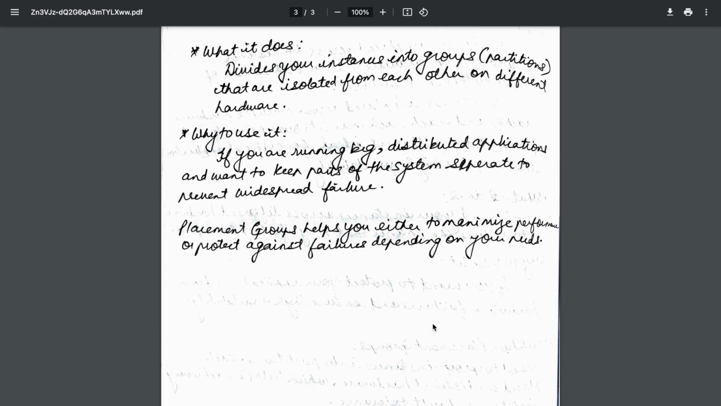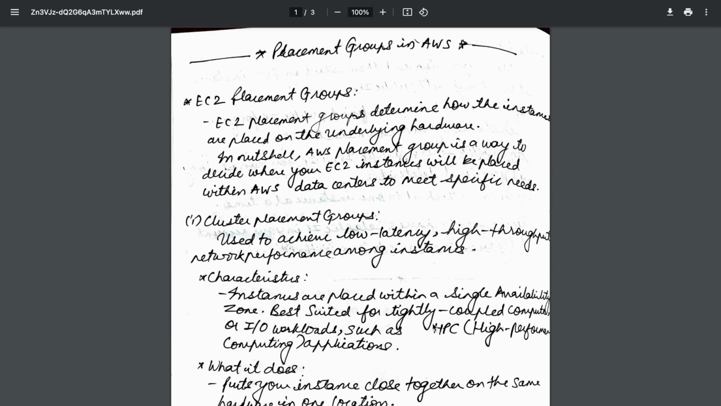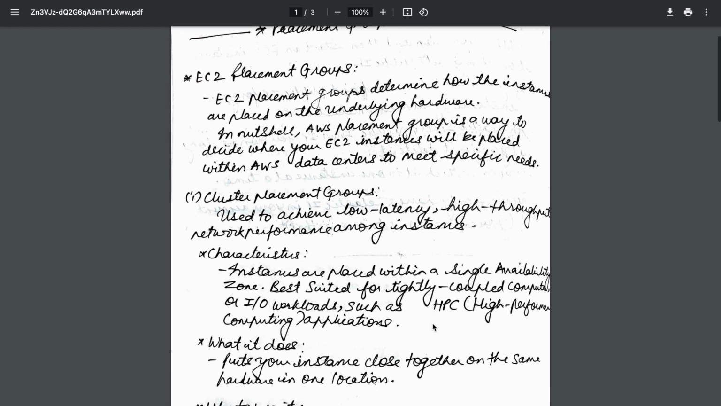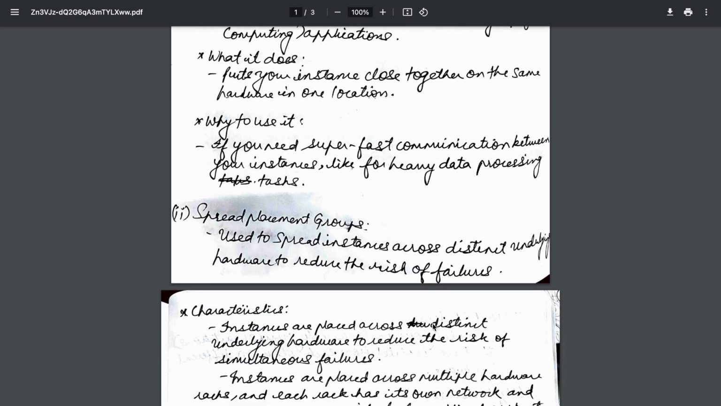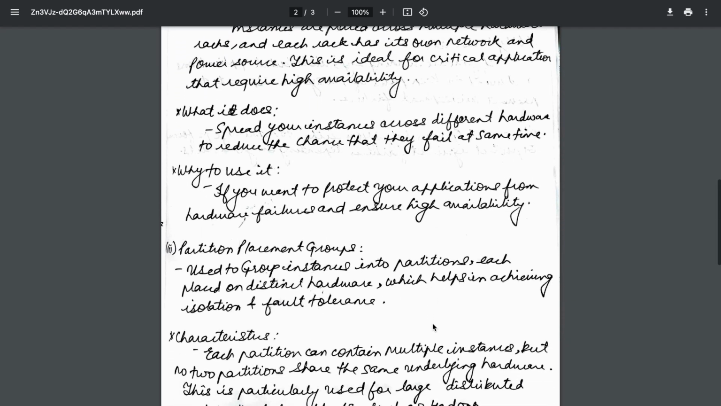Now, to summarize, placement groups help us either maximize performance or protect against failure, depending upon our use case. So let us sum up what we learned. We learned about placement groups. We saw three categorizations: cluster placement group, spread placement group, and partition placement group.